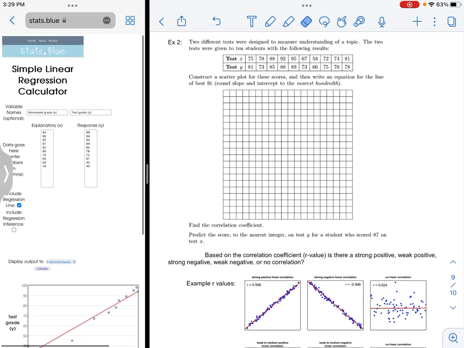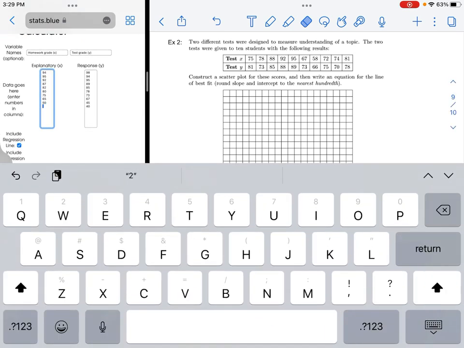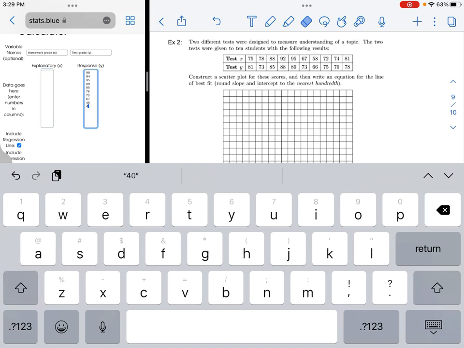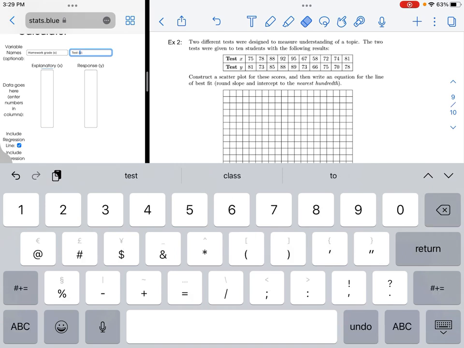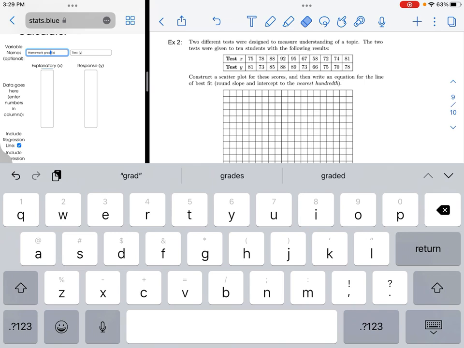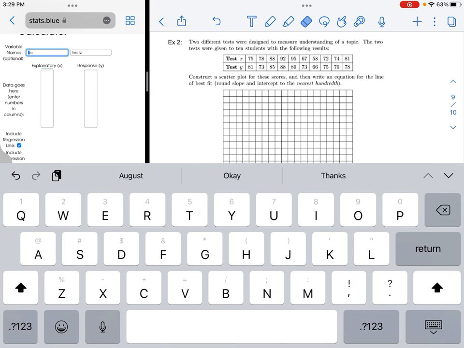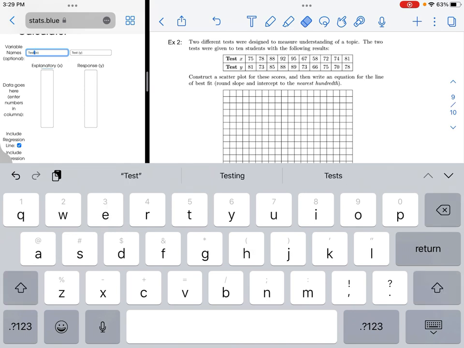First thing we need to do, though, is replace our data in stats.blue. You can go ahead and just type everything in if you want. It's all given to you there. You don't have to use the Google Sheet. I just find it easier to be able to pull it up.